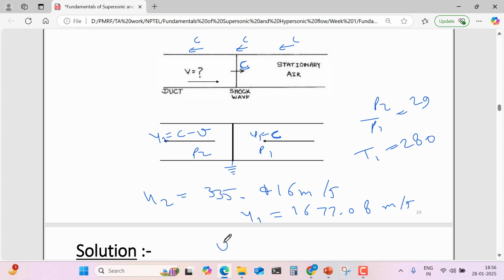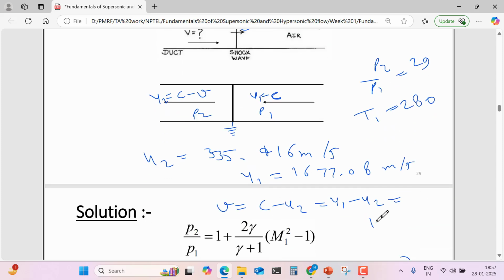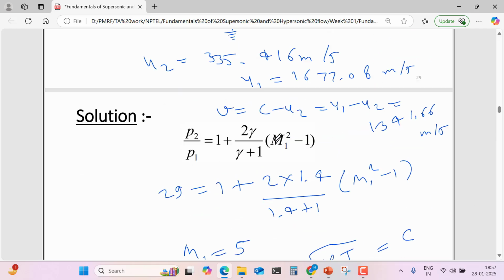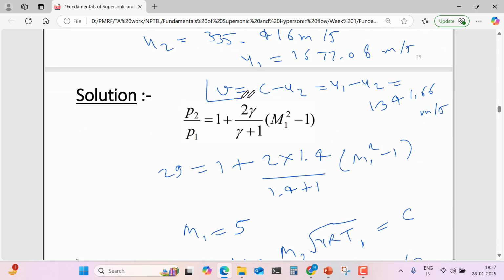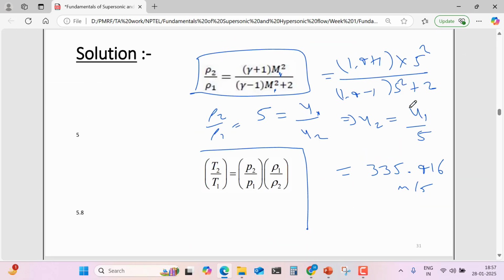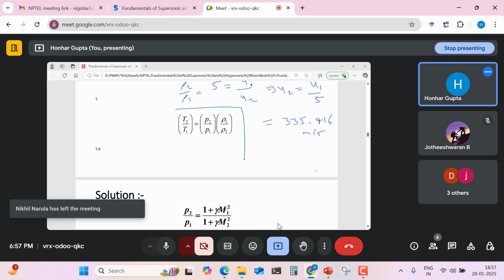So V will be equal to C minus u2, and C is nothing but u1, so V is u1 minus u2. So it will be 1341.66 meter per second. This is the answer. This is one problem for the normal shock. You can practice problems from the book also. Is there any doubt?